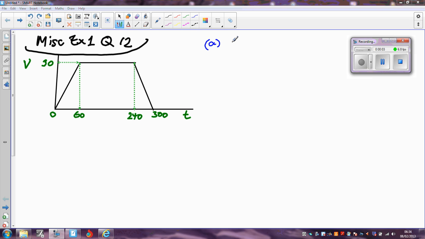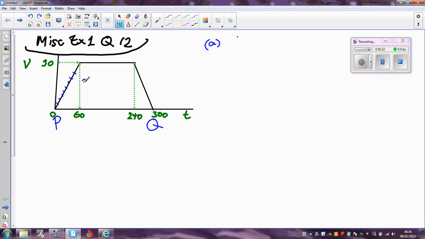Okay, here we have a train travelling between two stations, P and Q. So here's where it starts at P, and here's where it finishes at Q. And we're given the times and the velocity. We're asked to find the acceleration during the first minute. Now that means we want to find the gradient of this part of the graph.